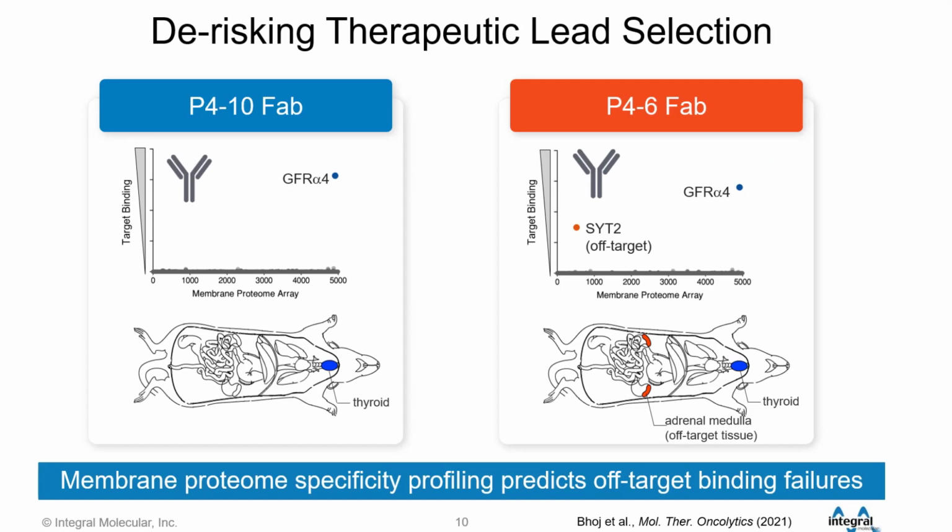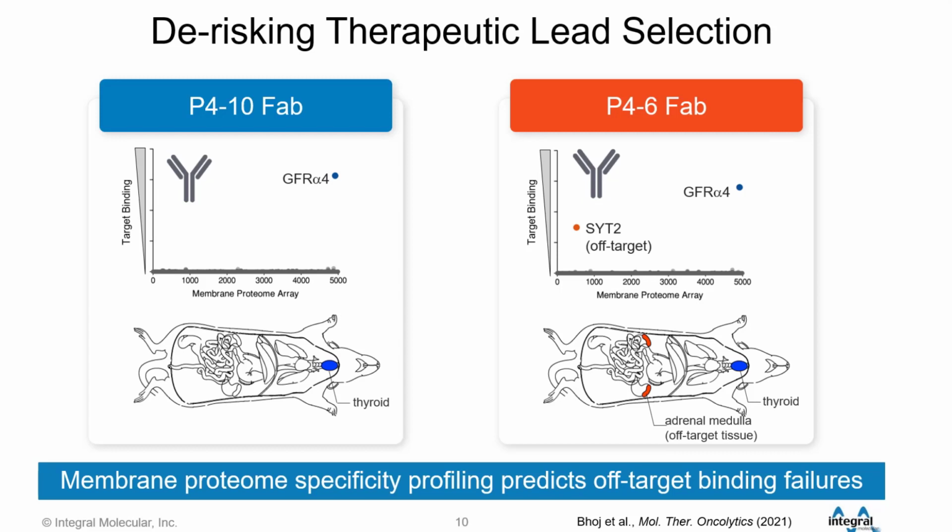Here is a short case study of some work that we did with Don Siegel's lab at Penn Medicine a few years ago, but was recently published this year. What we did for them is that we tested two of their antibodies, P410 and P46, on the membrane protein array. These were antibodies developed against GFR-alpha 4 involved in thyroid cancer. And you can see here on the left-hand side, P410 Fab bound GFR-alpha 4, looks very specific to that target. But on the other hand, P46 Fab, we identified binding to GFR-alpha 4, but also binding to SYT2, which was considered an off-target hit.